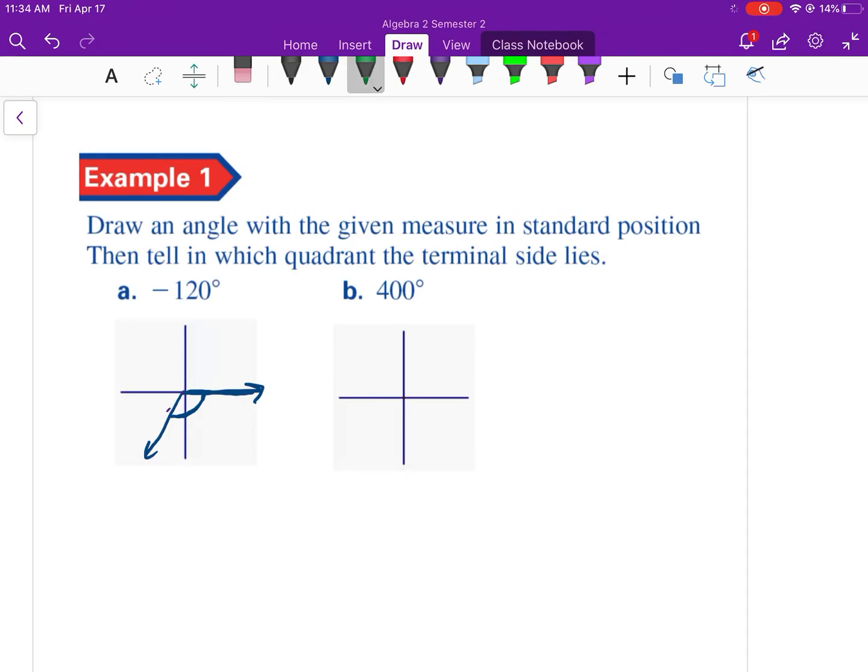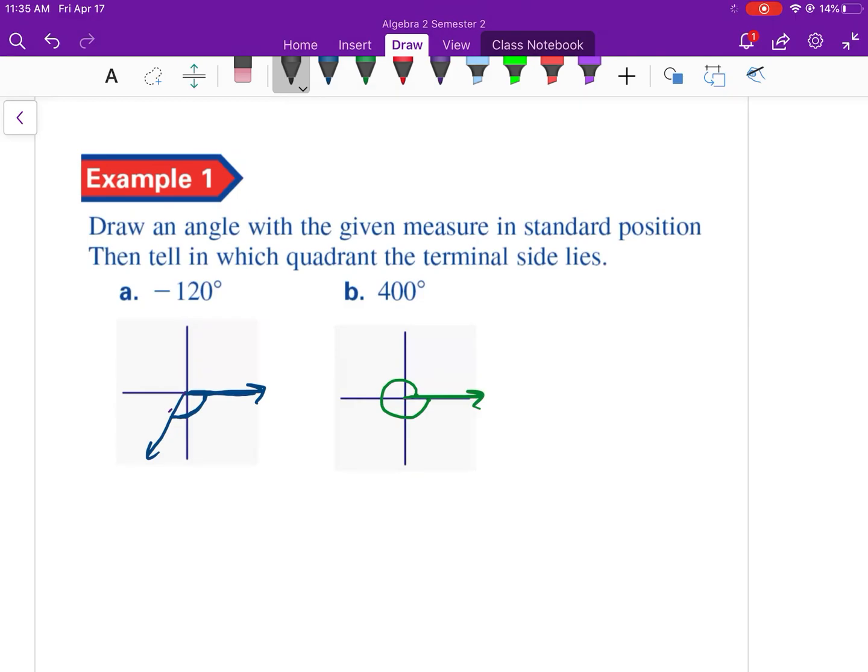Okay. Again, draw that initial side right away every time. It's positive, so we're going to go counterclockwise. 400, which is more than 360, meaning we need to do a full rotation. Okay, so we've gone 360 degrees so far. We need to go another 40. Now, let's cut this in half. And since we're going 40, we want to get close to that halfway mark, but not quite. Okay, so I'm going to say right about there. And that's a 400-degree angle.